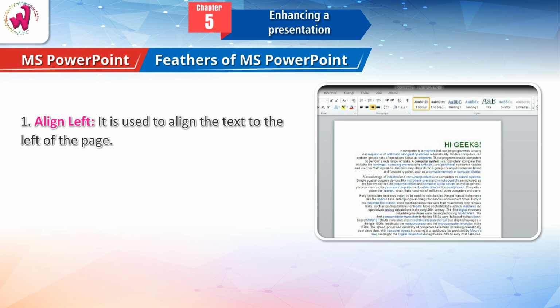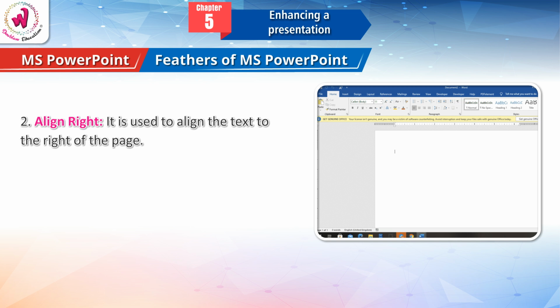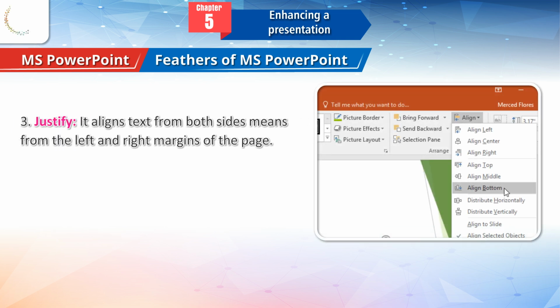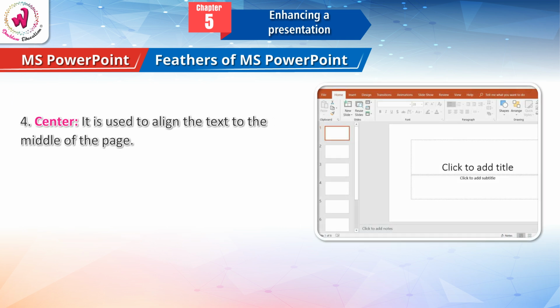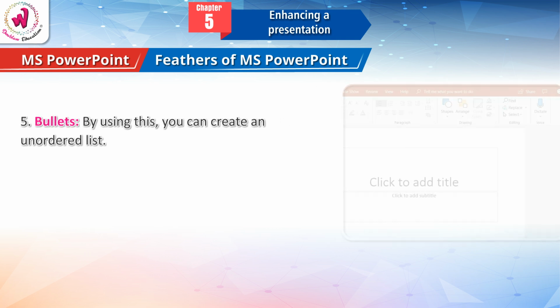1. Align left. It is used to align the text to the left of the page. 2. Align right. It is used to align the text to the right of the page. 3. Justify. It aligns text from both sides, means from the left and the right margins of the page. 4. Center. It is used to align the text to the middle of the page.